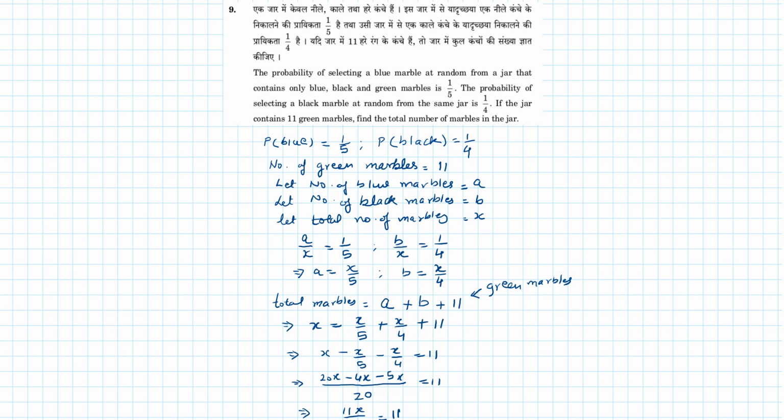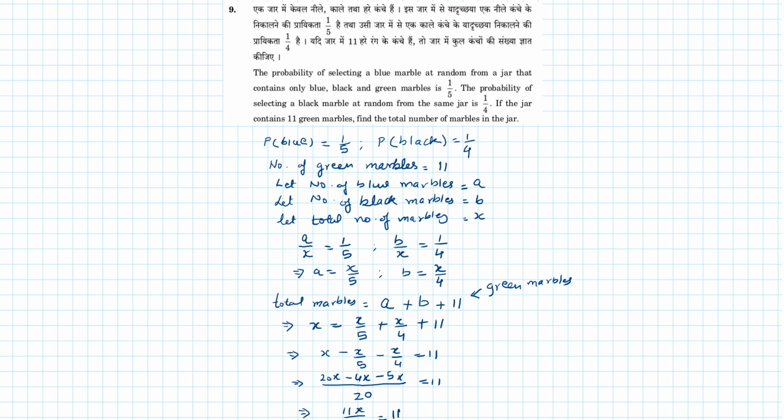Now if we have total x and blue marbles are a, then the probability of picking the blue marble is basically a upon x, which is 1/5. So here a upon x is equal to 1/5. Similarly, probability of black marbles is b upon x, which is equal to 1/4. So what we get here is a is equal to x upon 5 and b is equal to x upon 4.